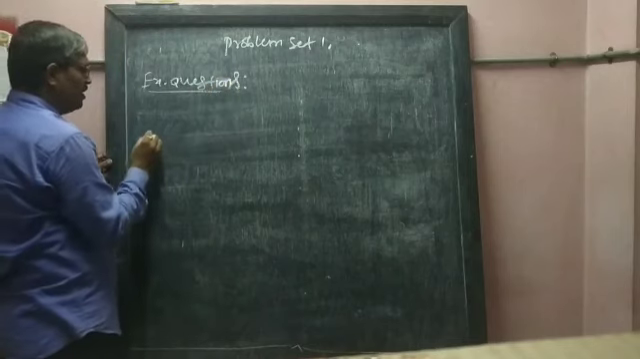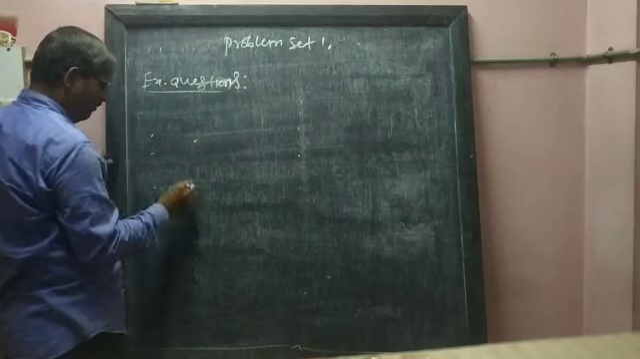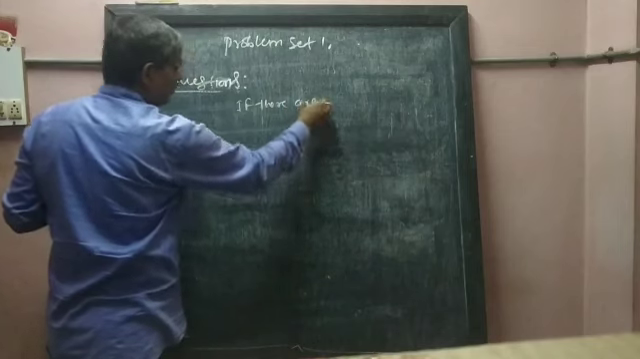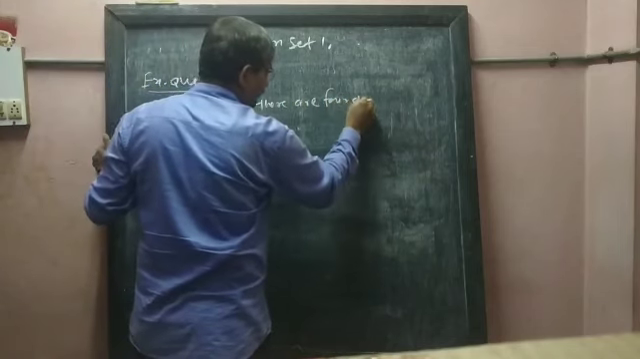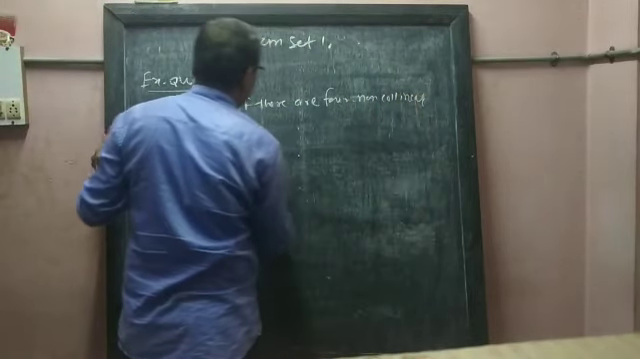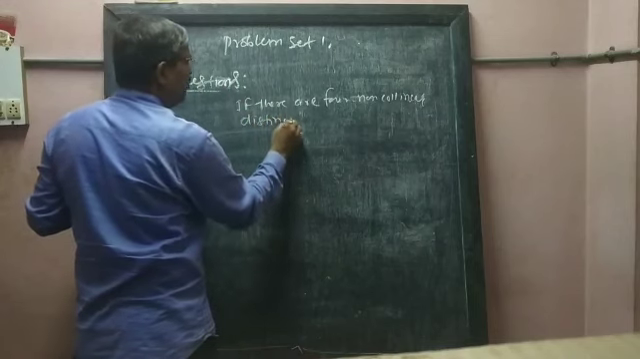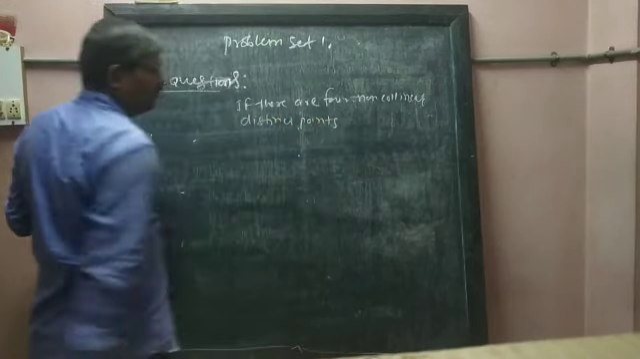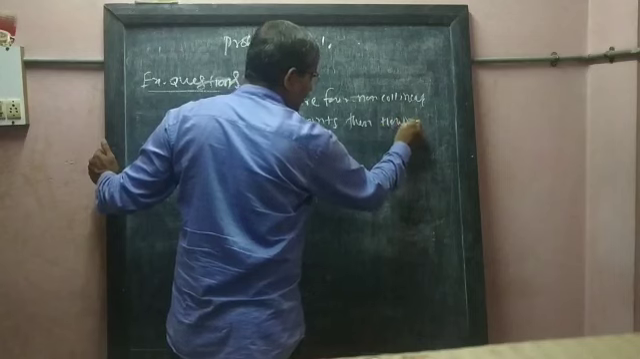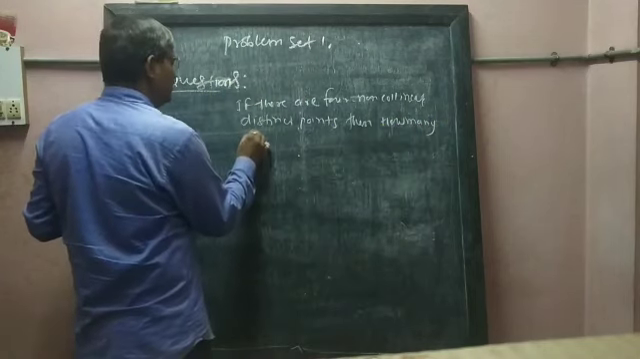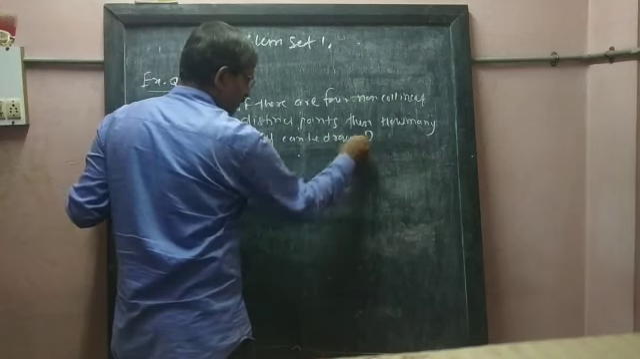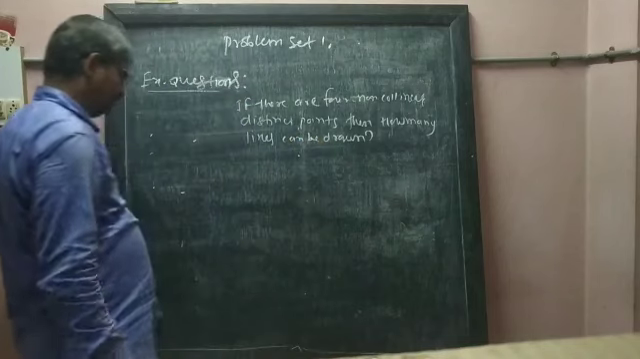Extra questions. Here 1, 2, 3, 4. If there are 4 non-collinear distinct points, then how many lines can be drawn? How many lines can be drawn?